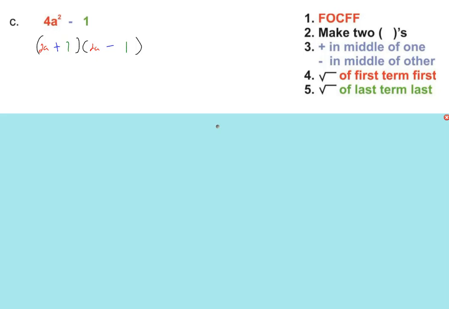How many had that correct? And if you missed it, I don't know how you missed it, unless you didn't know that the square root of 1 is 1, right? Square root of the front in the front, square root of the back in the back. Square root of 4 is 2, square root of a squared is a. Right? Not too tough.